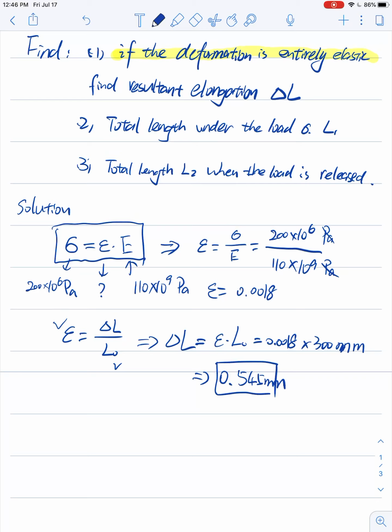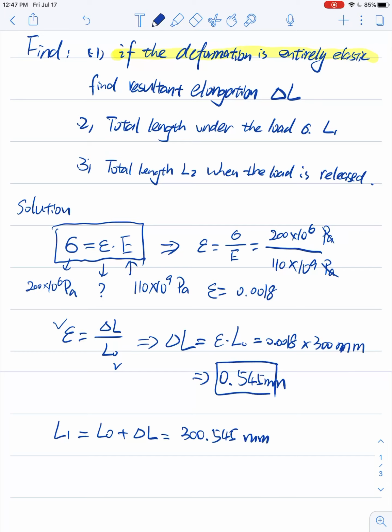Okay. Now we can look at the second question. The second question is not too hard. We just want to find the total length under the load. We know the change of length. We know the original length. So the total length under the load L1 is just L0 plus delta L. In this case, the answer is going to be 300.545 millimeters.